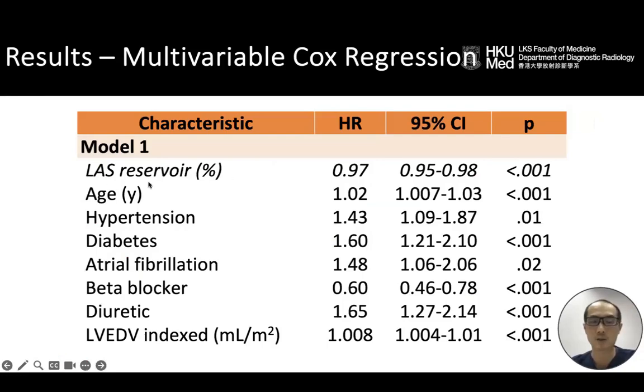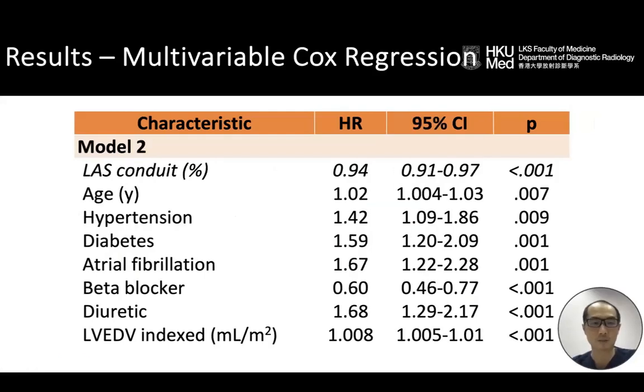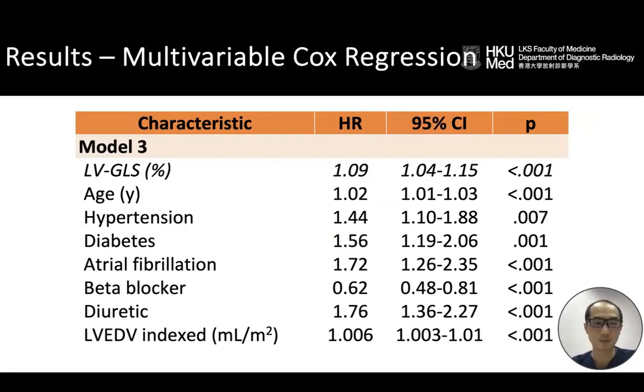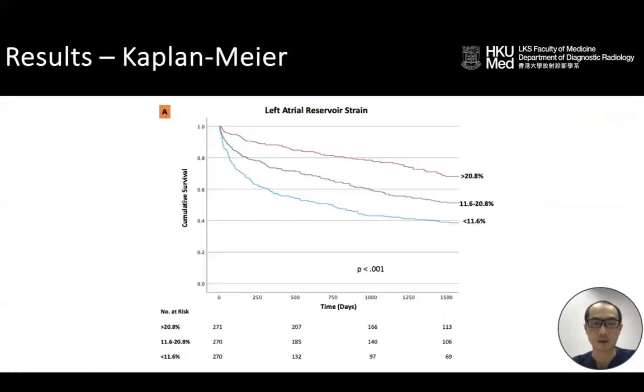And as you can see, reservoir strain was an independent predictor. GLS and LGE are not significant predictors in this model, despite being included. LA conduit strain was significant. Again, LGE and GLS are not significant predictors. However, in model 3, LA booster strain was no longer significant, but LVGLS was significant. LGE, on the other hand, was still not significant.